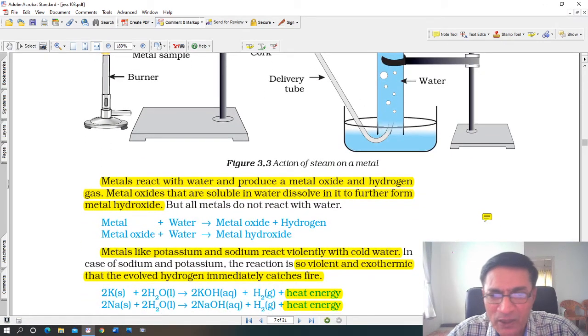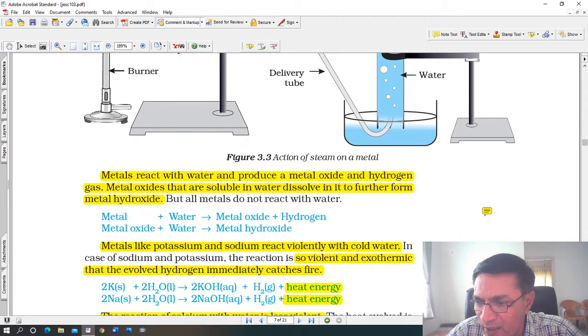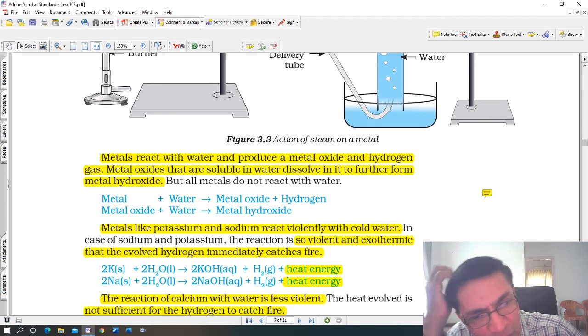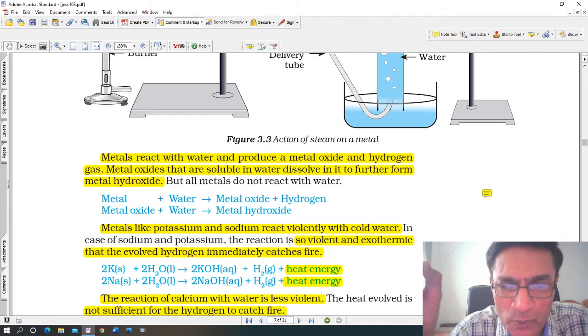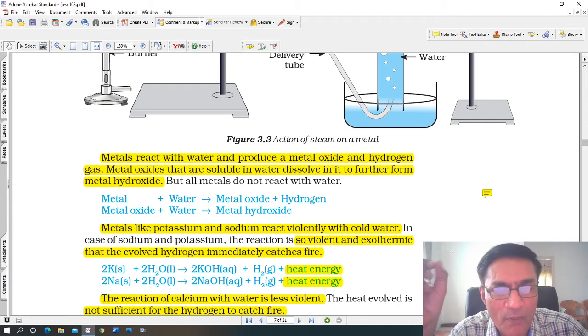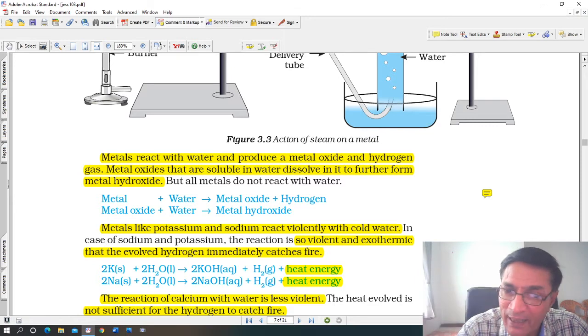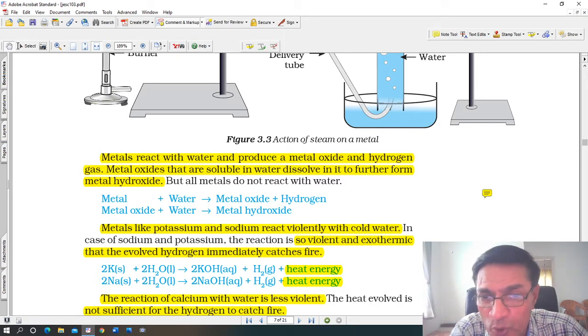Okay, metals react with water and produce metal oxide and hydrogen gas. Metal oxides that are soluble in water dissolve in it further to form metal hydroxides, but all metals do not react with water. Now look at the general reaction which I have told you before. Okay, metal when it reacts with water forms metal oxide plus hydrogen gas. For example, zinc when it reacts with water will form zinc oxide plus hydrogen gas.